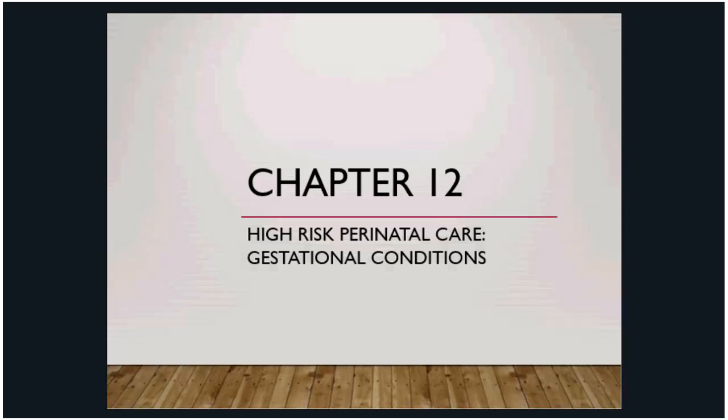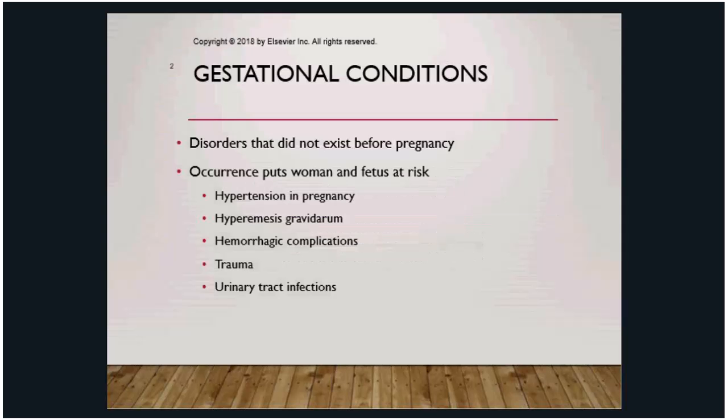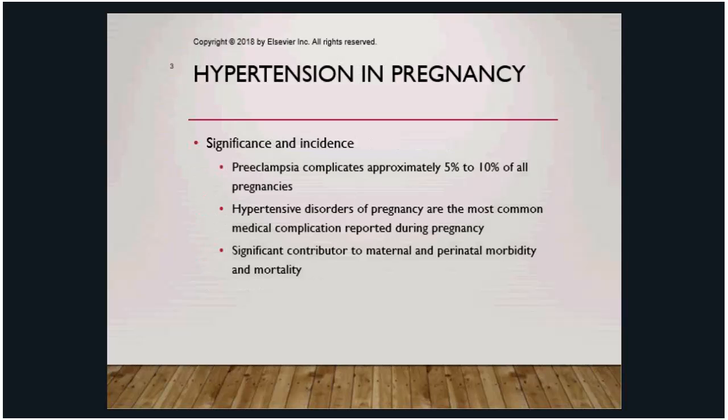Chapter 12 is high-risk prenatal gestational conditions. These disorders did not exist before pregnancy. These are disorders caused by pregnancy. So occurrence puts the woman and the fetus at risk. Hypertension in pregnancy, hyperemesis, hemorrhagic complications, trauma, and UTIs or urinary tract infections.